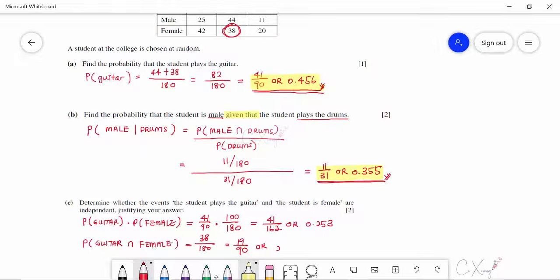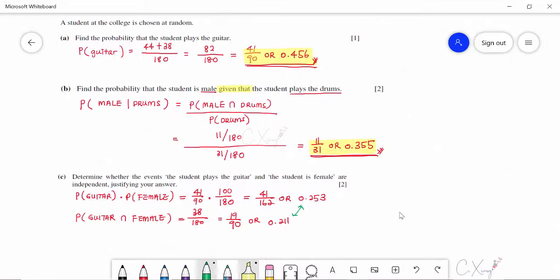Right, so you have 0.211. So you try to compare these two values here. Are they the same or not? If these two values are the same, that means they are independent of each other. So very obvious now, for this question, you can see that the probability for these two values here are not the same. So you can write a simple conclusion here where this is the reason, right? So the probability of guitar multiplied with the probability of female is not equal to the probability of guitar intersect with female.